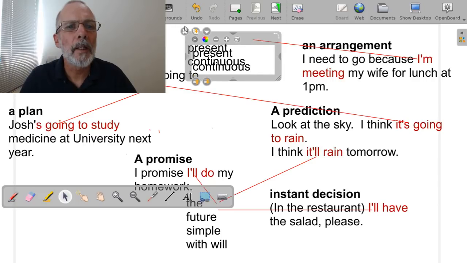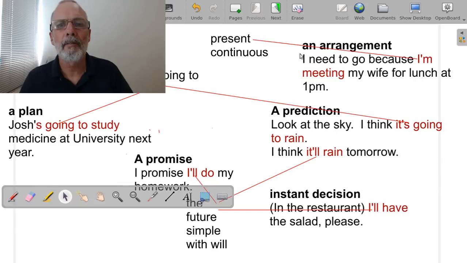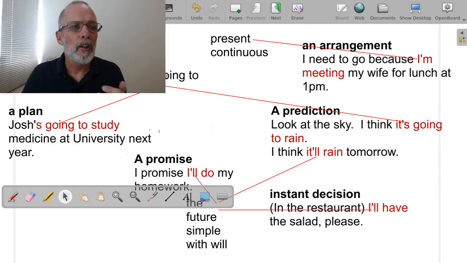So, before we go to the next page, we saw here that we have the present continuous for future arrangements, going to or will for plans.